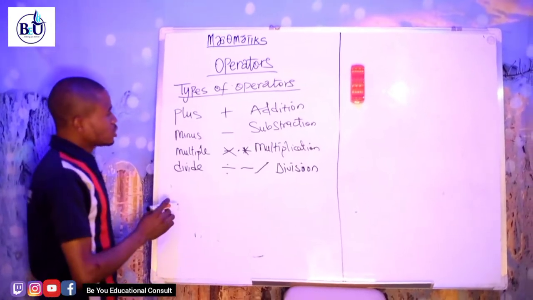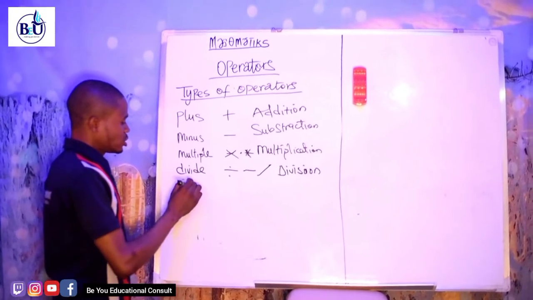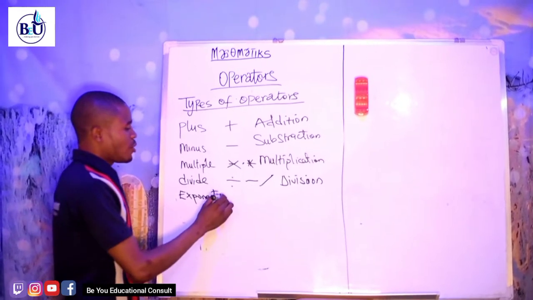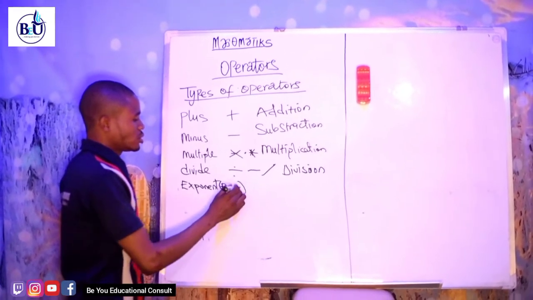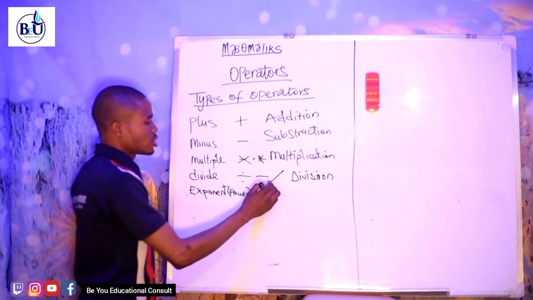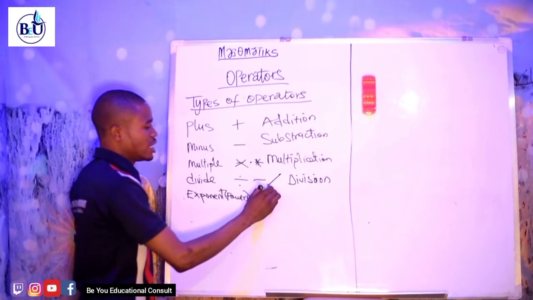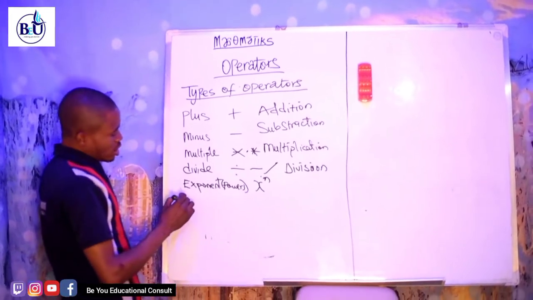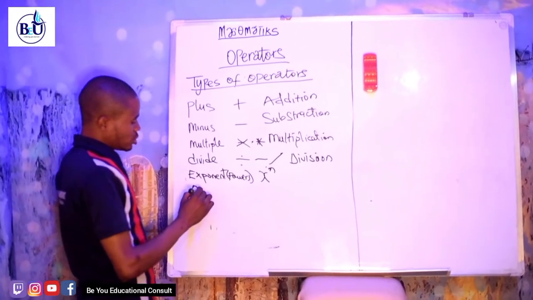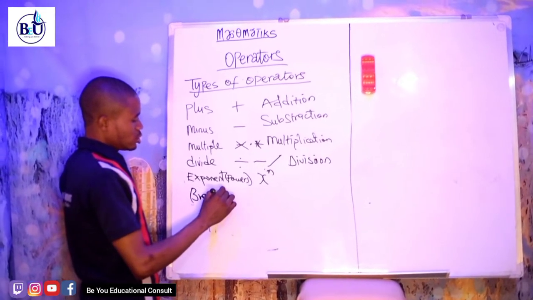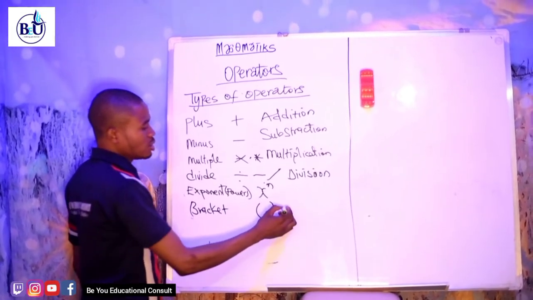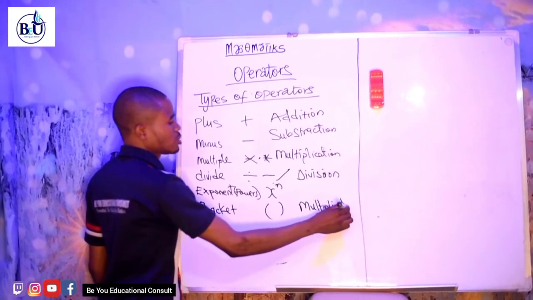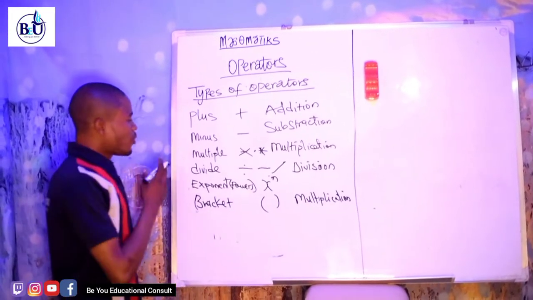So the last of it all, we still have what we call exponents, which some people still call powers. If this is x raised to power anything like n, it can also be called raised to power. And we have the last one, which is brackets, which we use like this. It still means multiply. This can also be used as multiplication. So these are the 4 major operators.